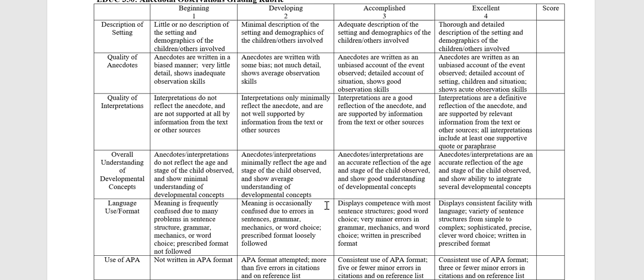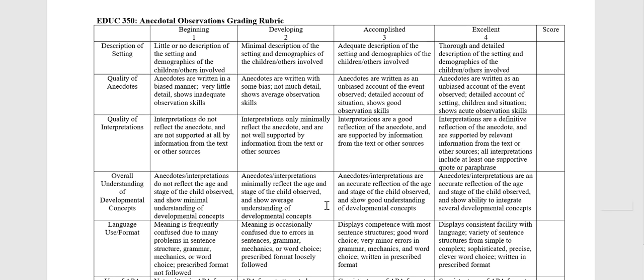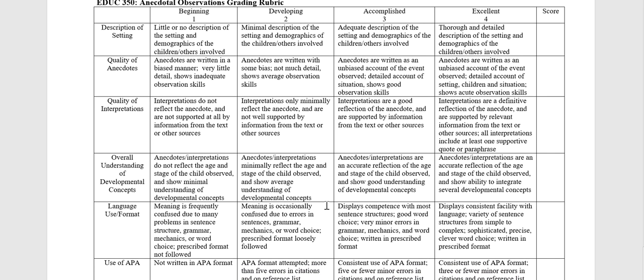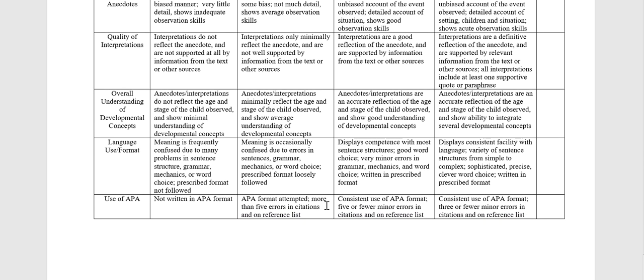The last area is about your language use, your format. Did you follow the prescribed format? And remember the sociodramatic play example is how the formatting should be. The header, the word anecdote, the anecdotal paragraph, the word interpretation, and the interpretation paragraph. What about APA? Are you following APA? Are you providing, whether it's sixth or seventh edition, providing citations? So that's how you'll be graded.